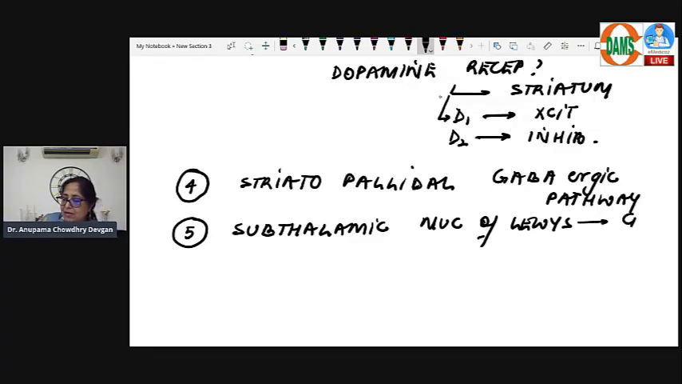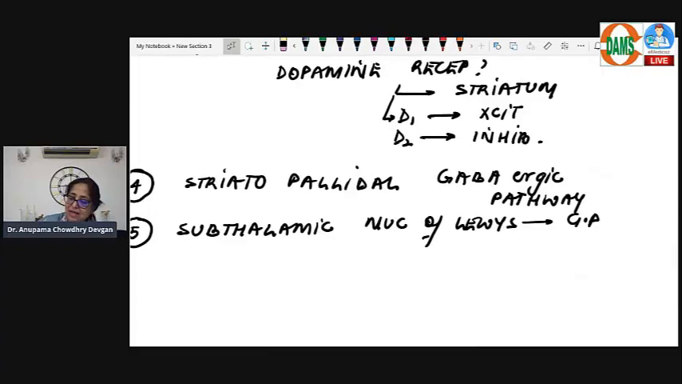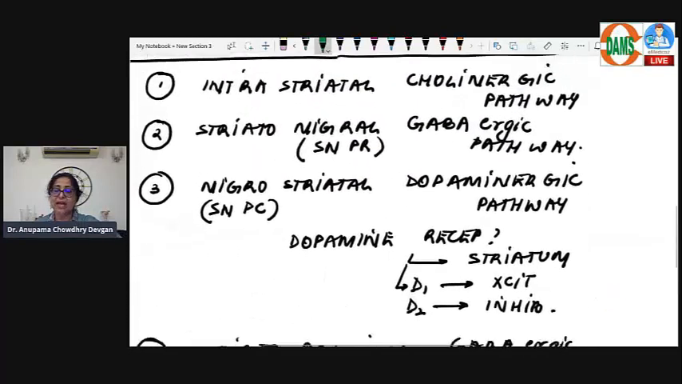Subthalamic nucleus of Luys to the globus pallidus. And which neurotransmitter is secreted? We've already discussed that. The neurotransmitter of the subthalamic nucleus is glutamate. So subthalamic nucleus of Luys to the globus pallidus is a glutamate pathway. So these pathways, let's see them once again.